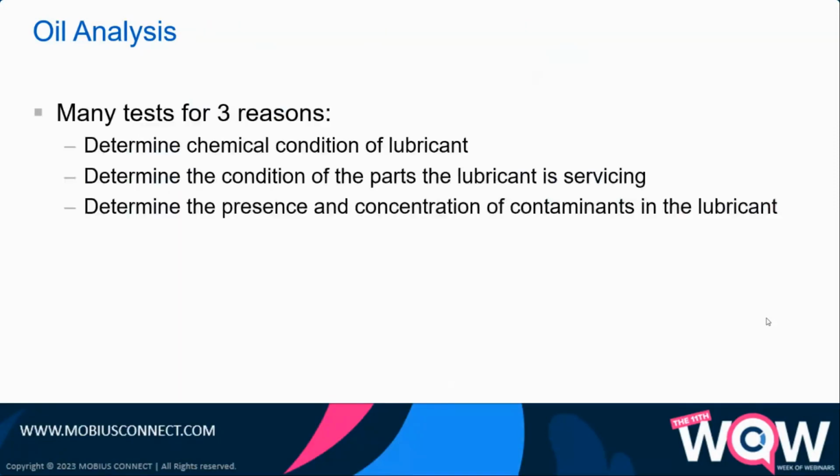There are many different tests that oil analysis is used for failure mode detection, but the three key tests are really to test the chemical condition of the lubricant, things like oxidization, nitration, acid levels, et cetera. And all of those, if they're out of balance, can contribute to the lubricant not being able to perform its function of maintaining a boundary between mechanical components, right? And eliminating that friction. The next one is determining condition of parts the lubricant is serving, right?